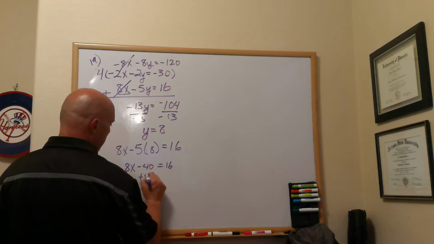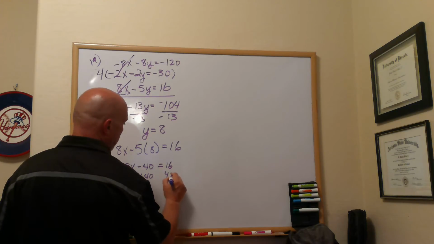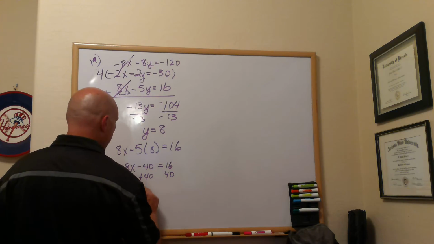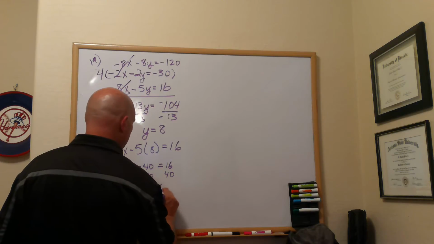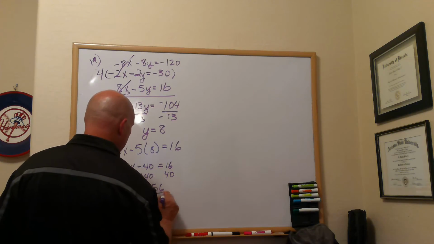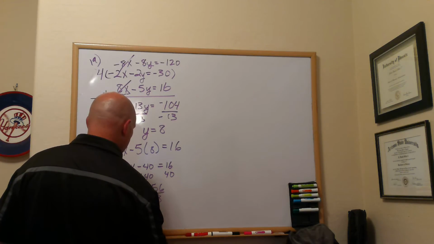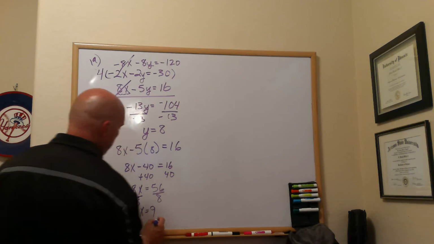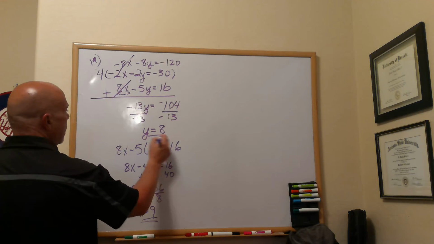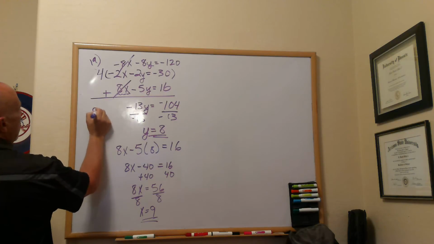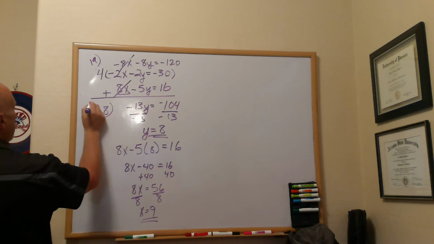I'm going to add 40 to both sides. 8x equals 56. I'm going to divide by 8. X is equal to 9. So now I have a value for x, I have a value for y. My ordered pair answer is 9, 8.